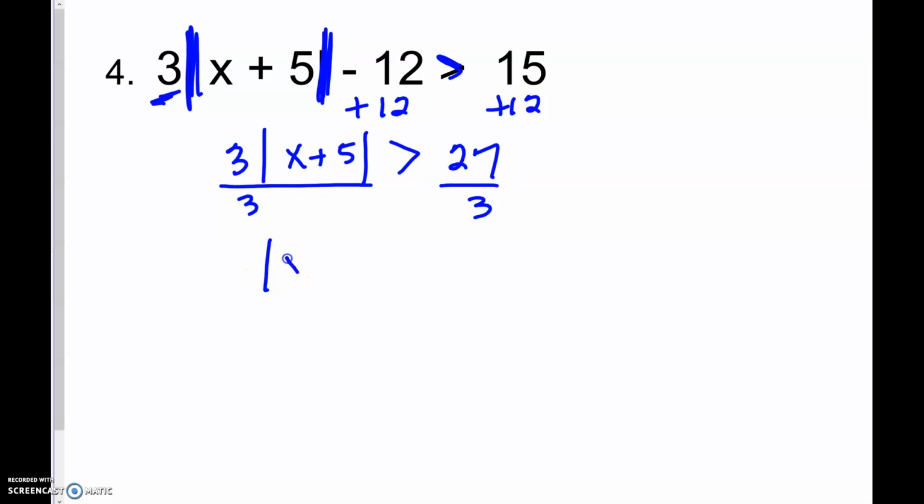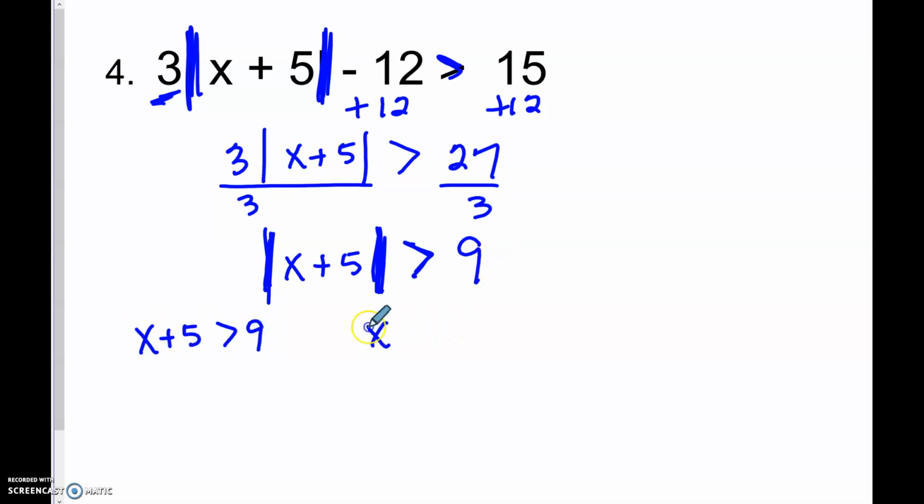So we have the absolute value of x plus 5 is greater than 9. 27 divided by 3 is 9. Now it finally says absolute value, symbol, number. So I can write my two cases: x plus 5 greater than 9. Now remember, in my other case here, I am going to flip that sign and make it negative 9. So subtract 5, x is greater than 4.